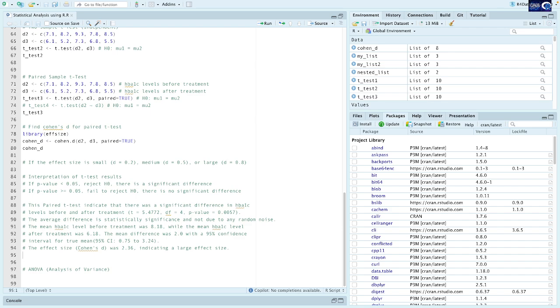Okay, so that is about the ANOVA. Any questions in ANOVA? Any questions till here?